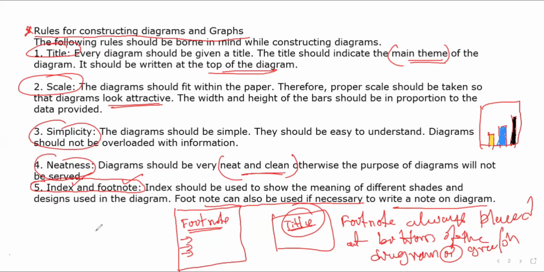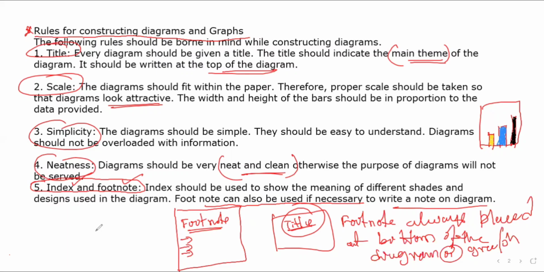So the five rules are: first is title. The title should indicate the main theme of the diagram and it should always be placed at the top of the diagram. Scale: because of the large data set, we need to take proportional size, and for that we need to consider the scale. Then simplicity and neatness: the diagram should be very simple and very neat.